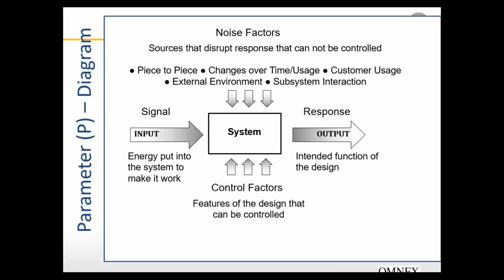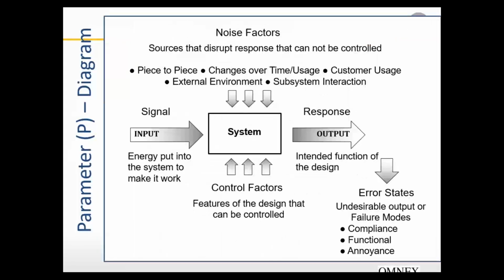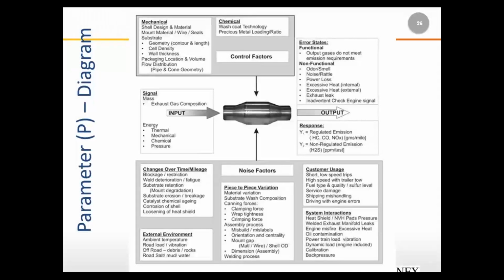But there's also noise factors. These are things that could affect the output, but we don't have control over. Things like changes in time, customer usage, and so forth. It's up to the engineer to use the control factors to make the product robust to these noise factors. And so there's a lot of emphasis nowadays also in looking at the robustness of your product.